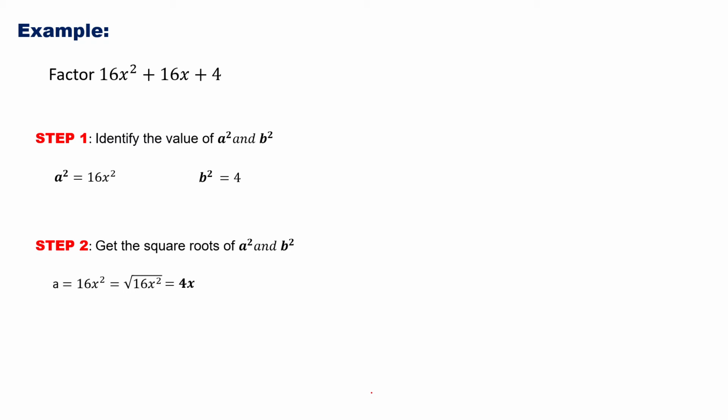And we will get 4x. So meron siyang square root. How about naman sa value ng b? Let us get the square root of 4, which the answer is 2. Now, since pareho merong square root, na-satisfy na yung ating dalawang condition. Trinomial yung given, and merong square root yung first and last terms.